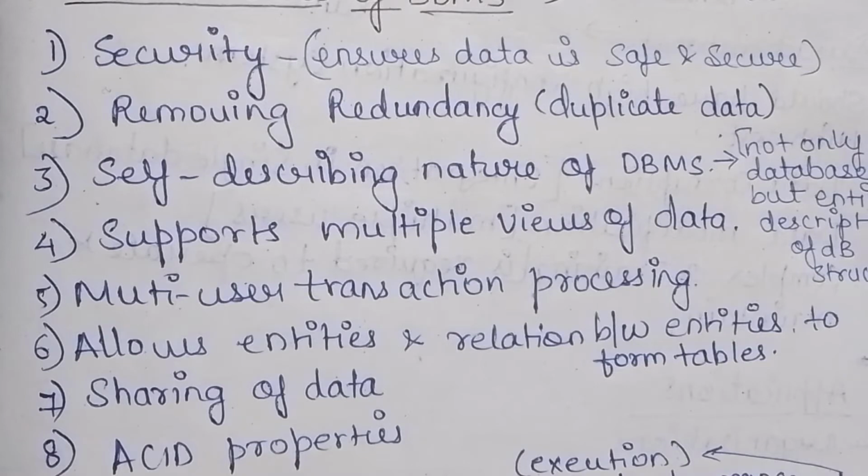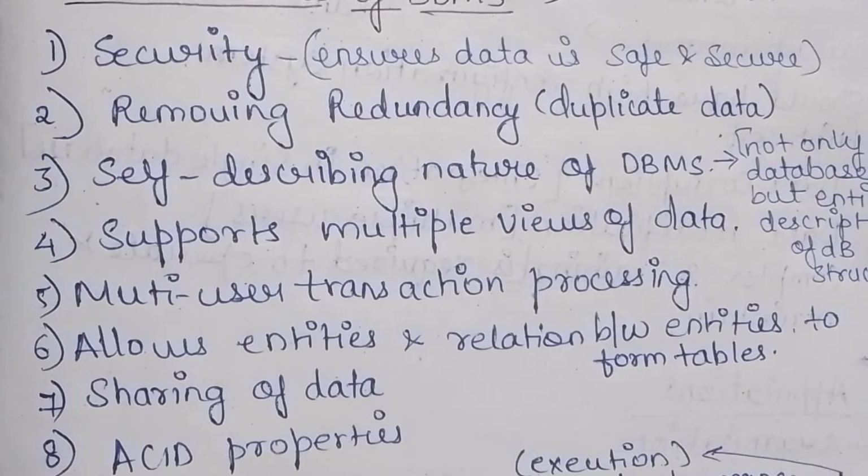Now, let us look into the characteristics of the database management system. The first is security. We all need that our data should be safe and secure in the database. So the DBMS has this characteristic to ensure that our data is safe and secure. The second characteristic is to remove the redundancy. That is, if any duplicate data is present in the database, the DBMS has the characteristic to remove it.